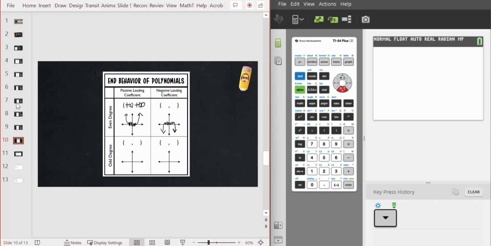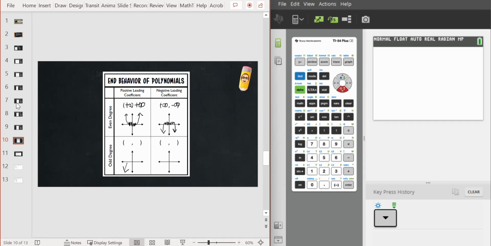And then we're going to point down. And then what it's going to do on both sides is we're going to point to negative infinity on the left and the right. But an odd degree polynomial, what it's going to do is fall to the left and rise to the right. So ultimately, we're going to do something like this.